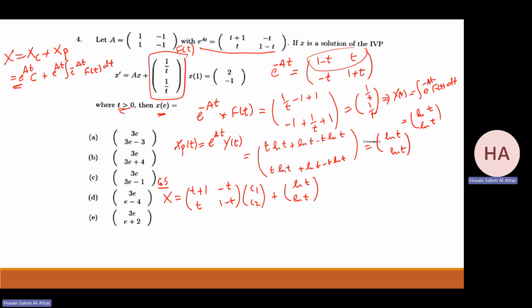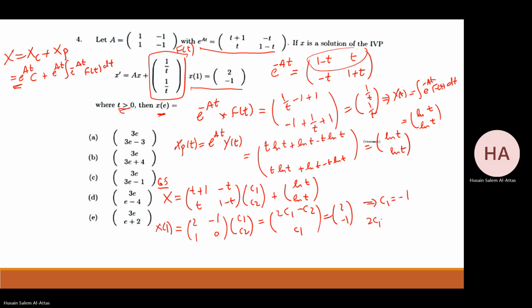Okay. Now I have this initial condition, x at 1, so I have x at 1 to find c1 and c2. That will be 2 minus 1, 1, 0 times c1, c2 plus 0, 0. And that should equal 2c1 minus c2, and this is c1, that equals 2 minus 1. So c1 equals minus 1. And 2c1, let me say c2, c2 will be equal, take it this way, 2c1 plus 2. That will be minus 2 plus 2, that will be 0.